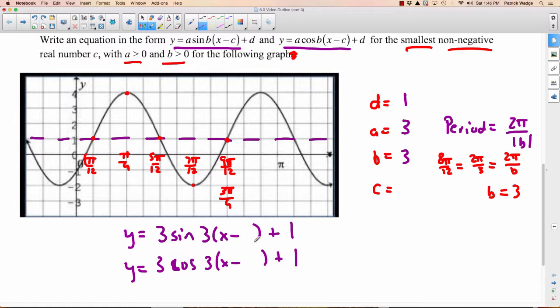So the only thing that's going to be different between the sine and the cosine graph is this number right here, that c value. How do you figure that one out? Well, you look for what's the smallest possible phase shift, or horizontal translation, in order for this to be a sine graph.